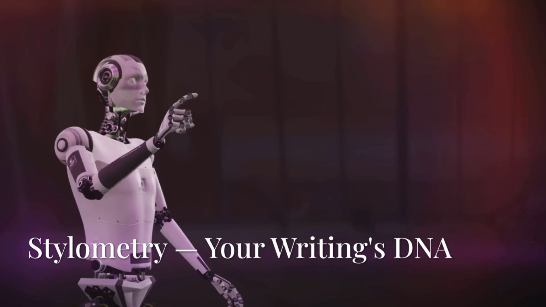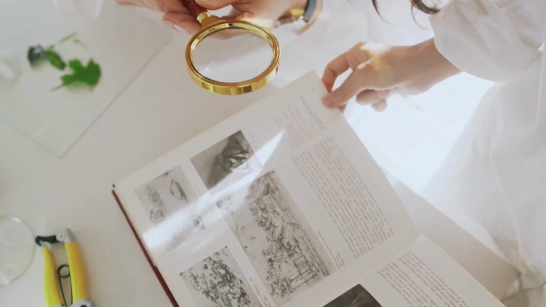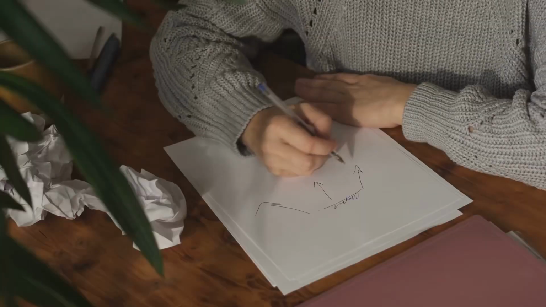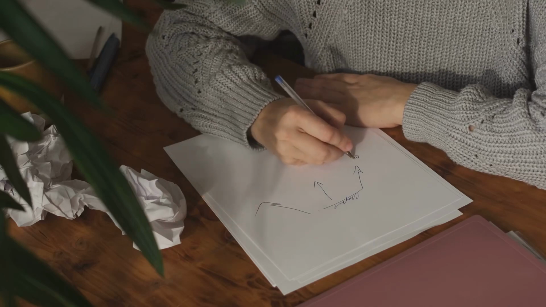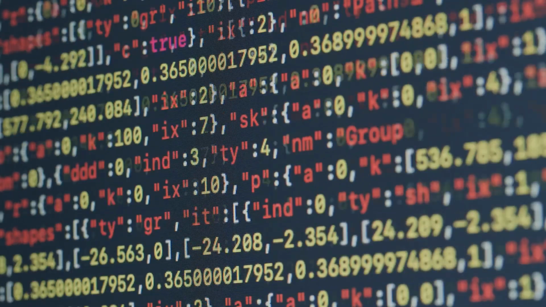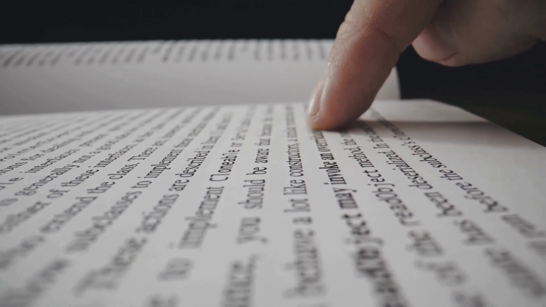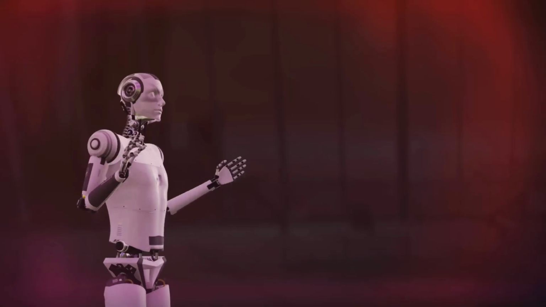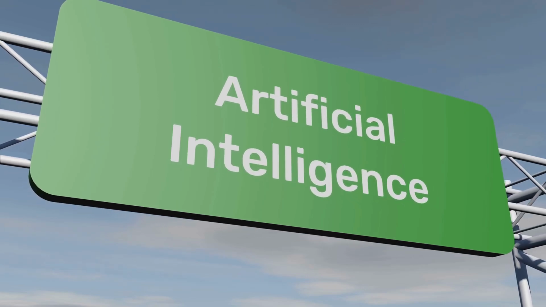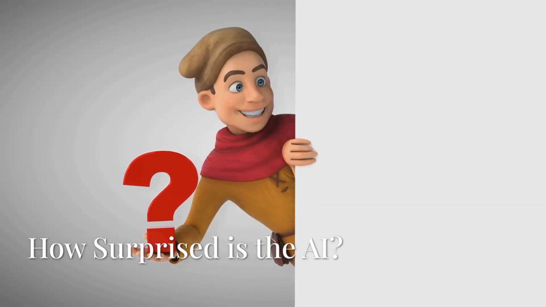So how do these AI detectors actually work? Well, one of the key techniques is called stylometry. Basically, stylometry is like analyzing the DNA of your writing. It looks at all those little quirks and patterns that make your writing unique. We're talking about stuff like your average sentence length, how often you use commas or semicolons, the complexity of your vocabulary, even how often you use those tiny words like "the", "a" or "but". AI can measure all of this stuff with crazy accuracy. So if an AI detector sees a piece of text that's just too smooth, too perfect, it might raise a red flag.